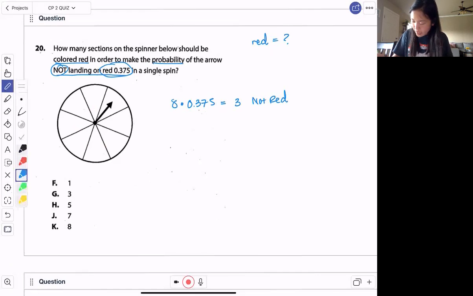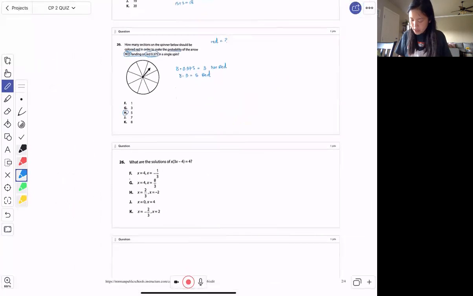So that means if 3 of them are not red, and I want to know how many are red, I just subtract it from 8. So that means 5 are red. There we go. That's it. So number 20 is H.